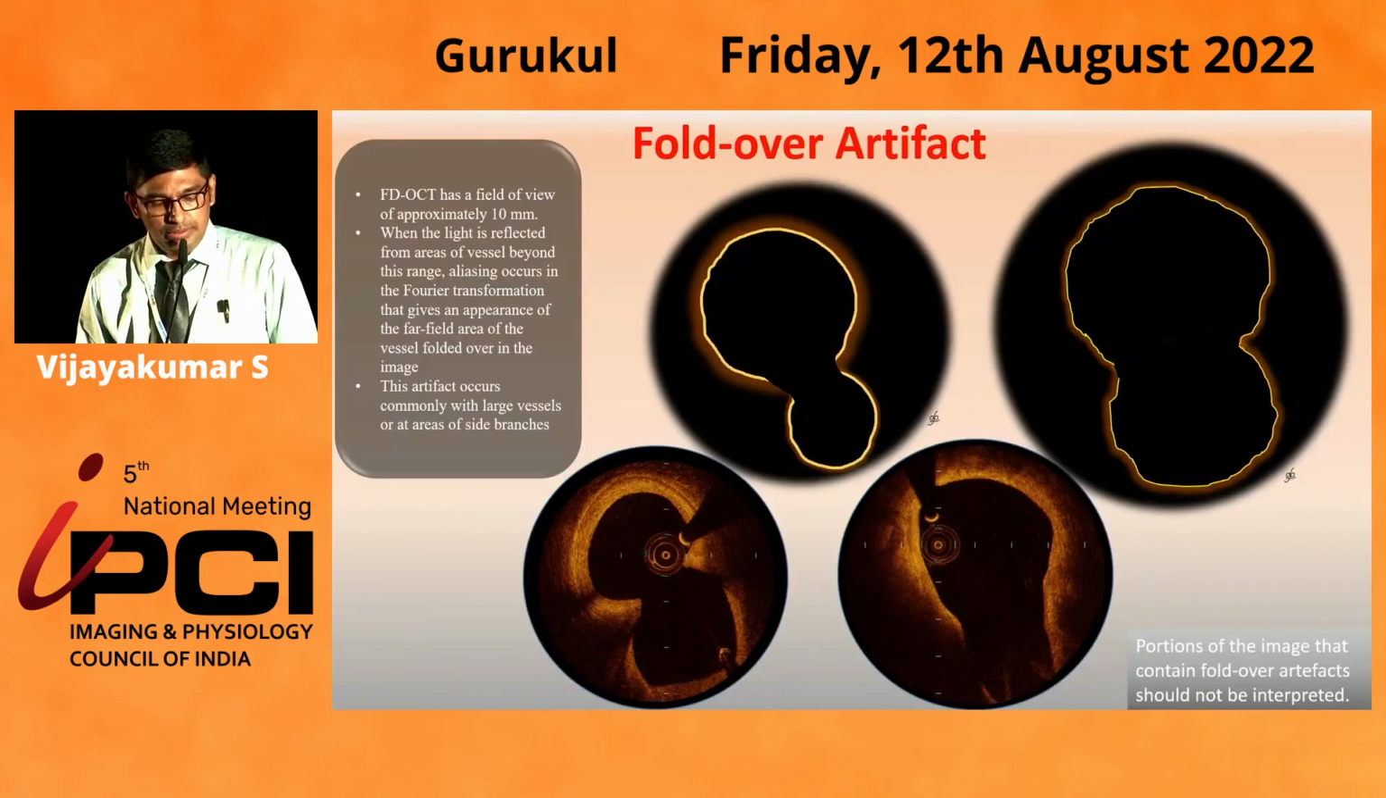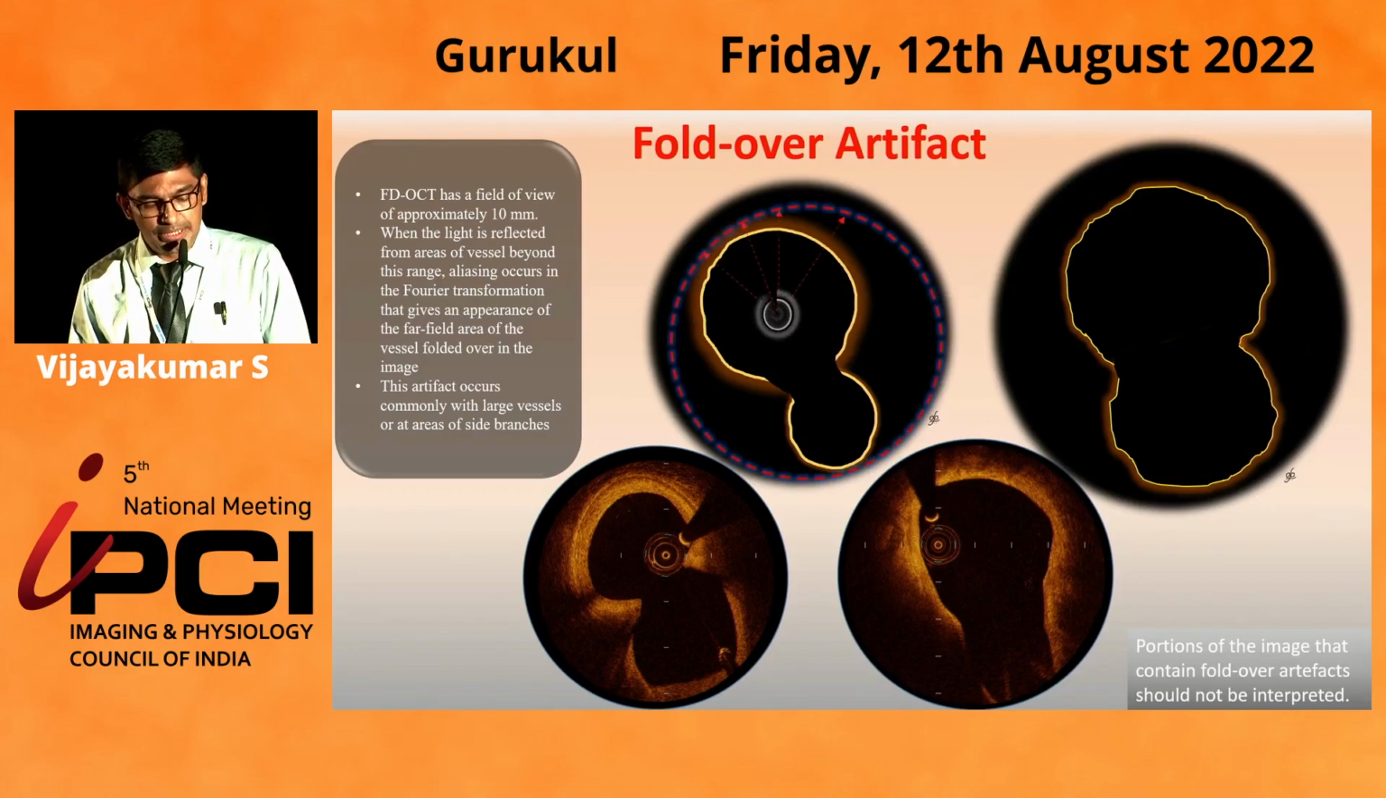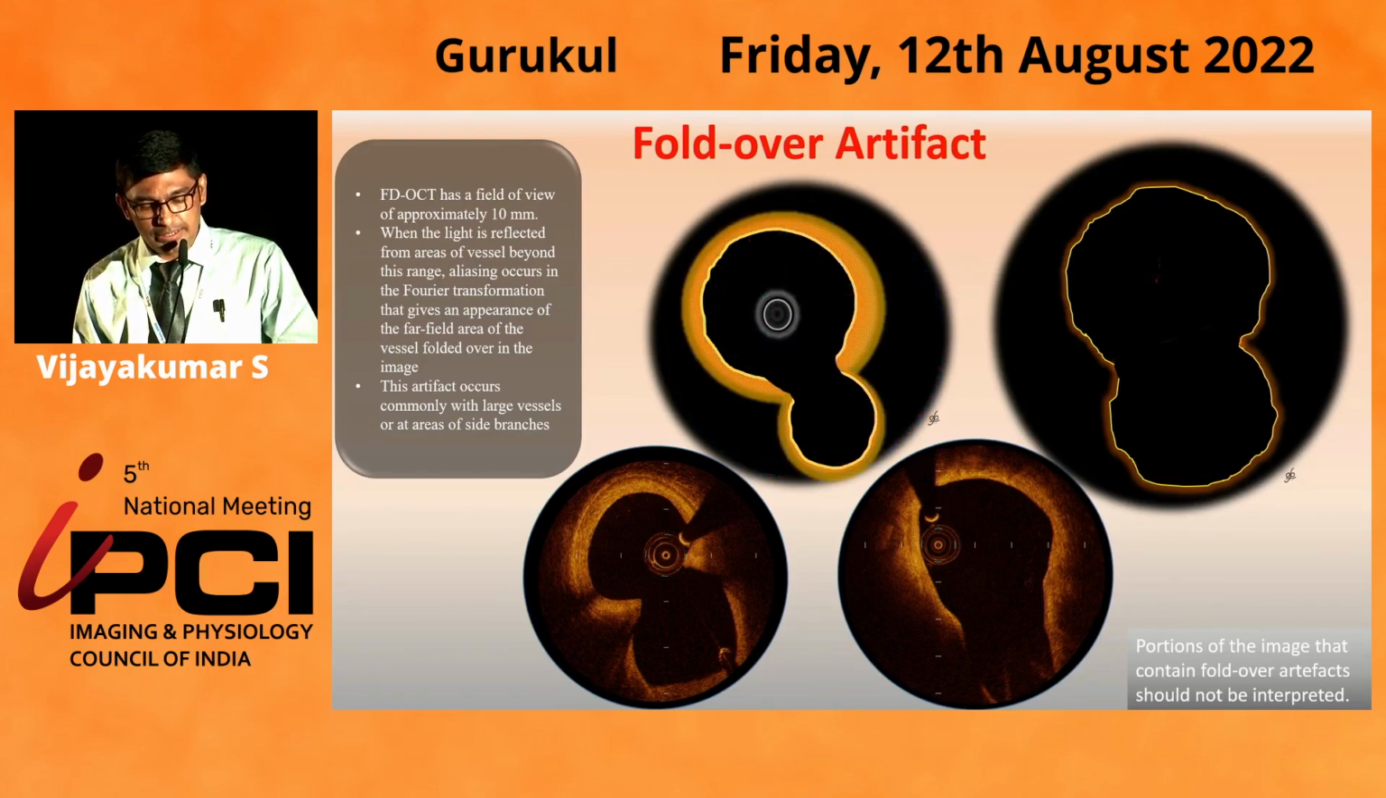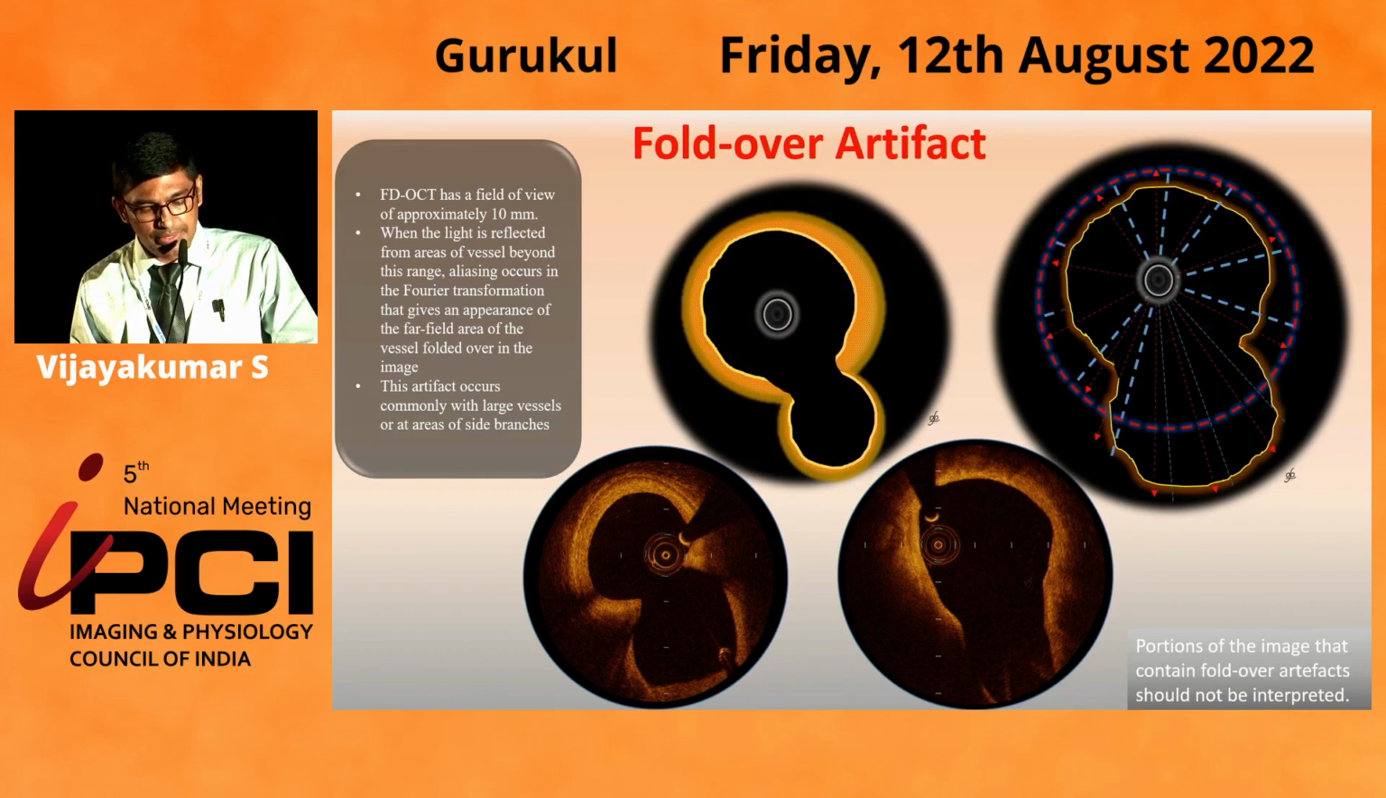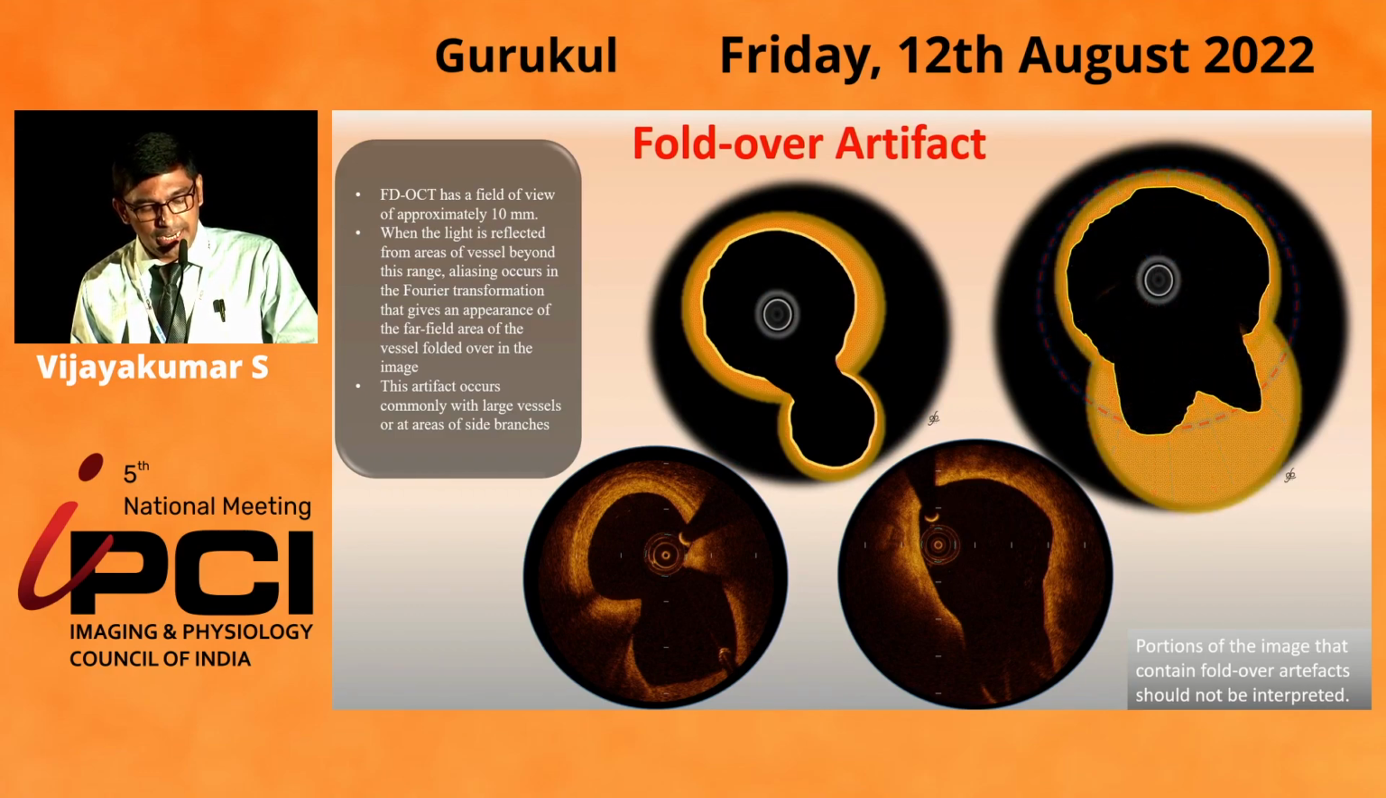And we all know OCT is limited by a field of view. It is about 10 millimeters in an ideal vessel. When the light is reflected from areas that are beyond this range of field of view, aliasing occurs in the Fourier transformation that gives the appearance of the far field area folded over inside the field of view. So this is what you get when you image a bigger vessel beyond the field of view. This is a typical fold-over artifact. What is the clinical importance? Portions of the image that contain this fold-over artifact should not be interpreted.